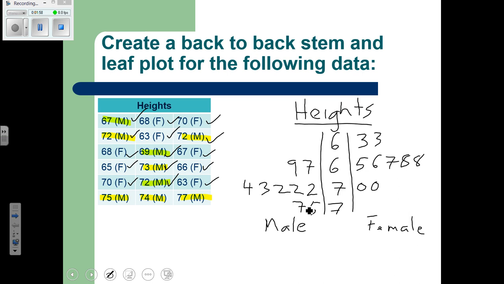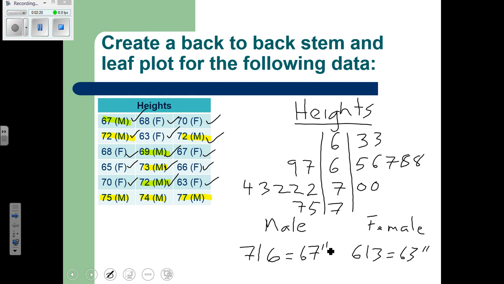As before, we still want to go ahead and do that legend. So we'll do 6-3, and that's 63. Got our units right there. And then just to make it clear, since the males is kind of going the opposite way, we'll say that's 67 inches, just so somebody can make sure they understand what they're looking at. So that would be a back-to-back stem and leaf plot.